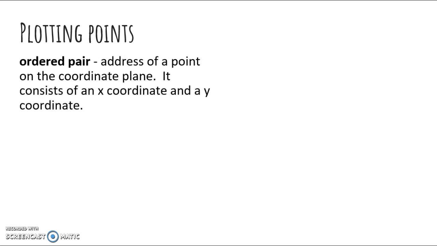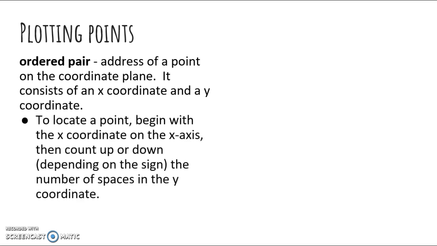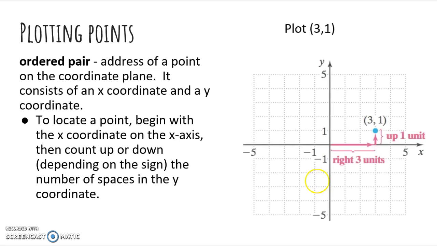So an ordered pair is an address of a point on the coordinate plane. It has two numbers separated by a comma. The first number is your x-coordinate, and the second number is your y-coordinate. We always begin in the origin if you're graphing a point, and we move right or left on the x-axis to locate the x-coordinate. If it's positive, go right. If it's negative, go left. And from that place on the graph, you'll count up or down, depending on the sign, to find the y-coordinate. So to plot (3, 1), here's the graph.